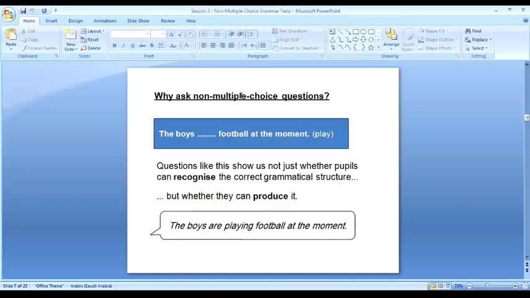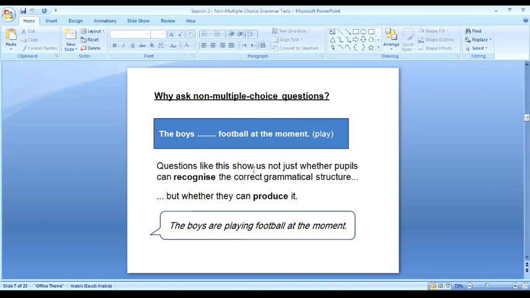Why ask non-multiple choice grammar test? We want to see why we ask non-multiple choice grammar tests. So: the boys dash football at the moment, and we have just in brackets, play. This is a non-multiple choice grammar test. The one that we discussed last lecture is multiple choice because we have options, distractors and an answer. But in non-multiple choice, we have only just a word in brackets. The students are going to rewrite it according to the correct tense.